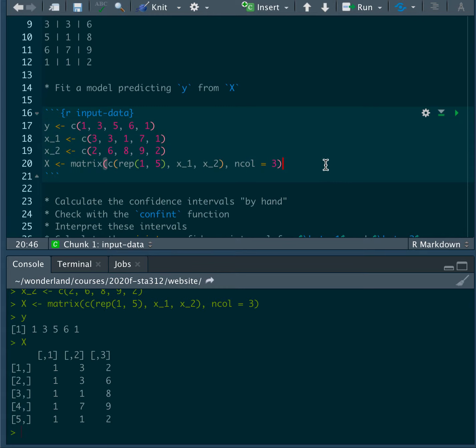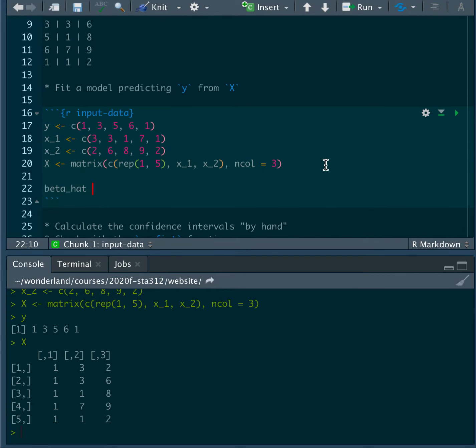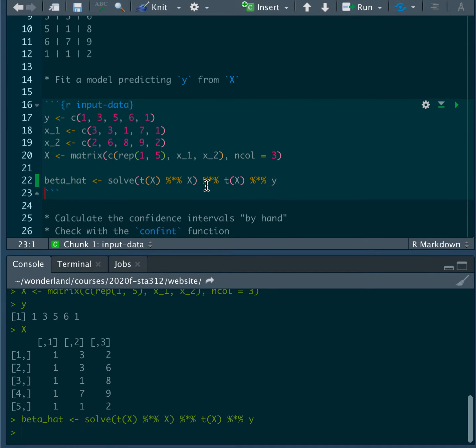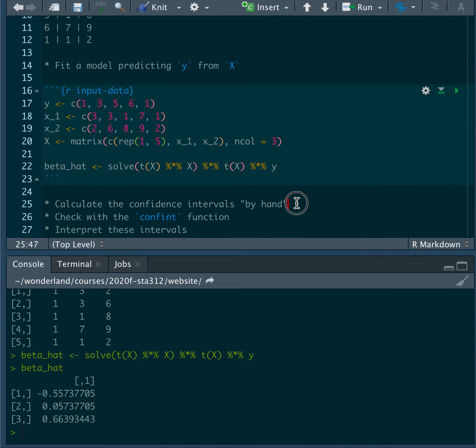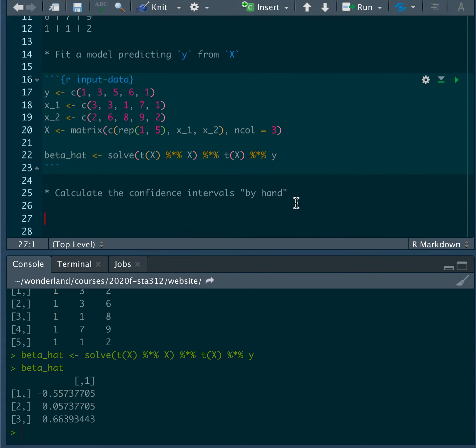And so to fit that model, we know that our beta hat is going to be equal to x transpose x inverse, so x transpose times x, and we use the solve function to take the inverse, times x transpose times y. So that's our beta hat. So let's look at those values. So beta 0, our intercept, is negative 0.55. Our beta 1 hat is 0.057, and beta 2 hat is 0.6639.